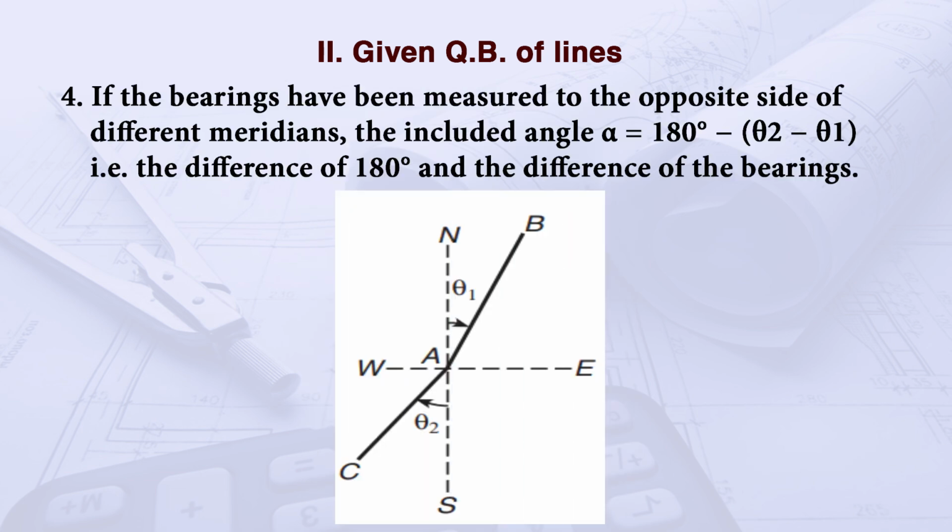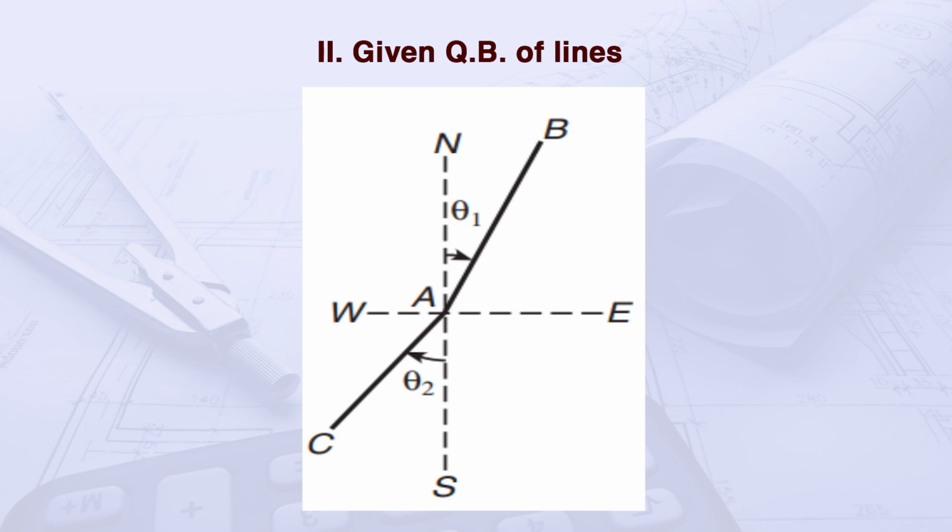In the fourth case, if the bearings have been measured to the opposite side of the different meridian, the included angle alpha is equal to 180 degree minus theta 2 minus theta 1, that is the difference of 180 degree and the difference of bearings. With the help of this, we can calculate the included angles. Now, we have to calculate the bearings if included angles have been given.